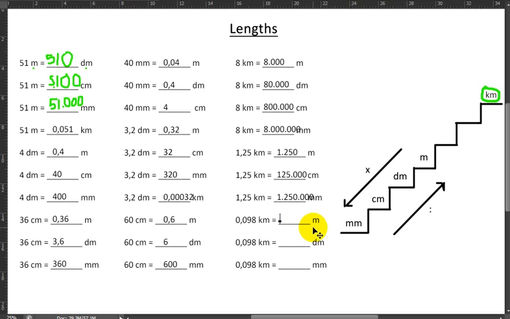0.098 kilometers into meters. 3 steps down, we multiply this by 1,000. What we get is 98. Into decimeters, that's another step down, so times 10,000. We get 980. To millimeters, that's 6 steps down, so 1, 2, 3 places to the right, and then 3 more zeros. So we get 98,000. And that's the end of that.